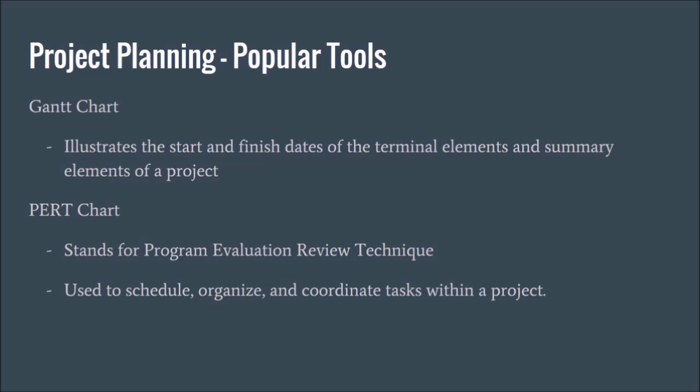Some of the popular tools that are used in project planning include a Gantt chart and a PERT chart. The Gantt chart illustrates the start and finish dates of the terminal elements and summary elements of a project. We'll get to this in the next two slides. Same with the PERT chart, which stands for Program Evaluation Review Technique, and it's used to schedule, organize, and coordinate tasks within a project.